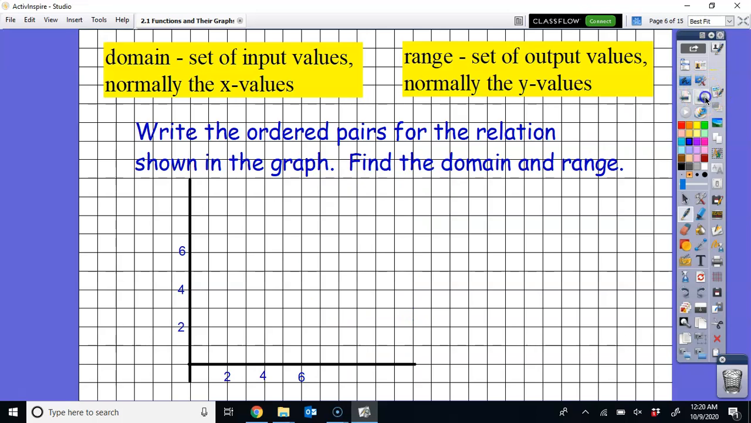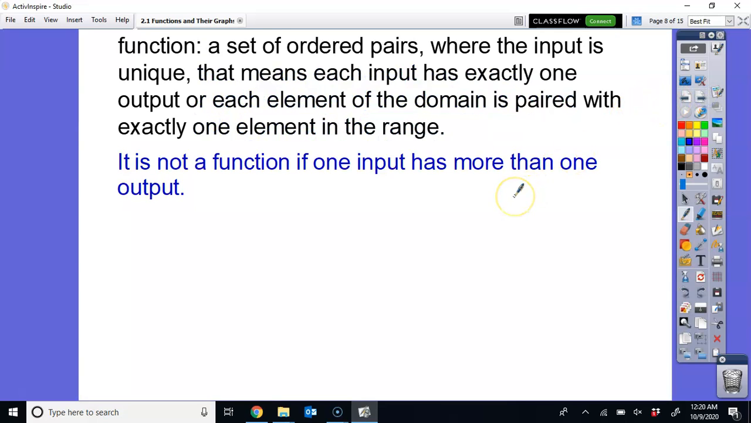And a function is basically a set of ordered pairs, just like a relation, but this time the input is unique. What that means, and I'm going to highlight this because this is kind of important here, is each input has exactly one output. That means if you plug in 30 minutes of study, you are going to get an 80 for your grade. So that is what we mean when we find a relationship between the two and we find this functional relationship, an exact amount that tells me if you plug in this input, you're going to get this certain output. That's a function.